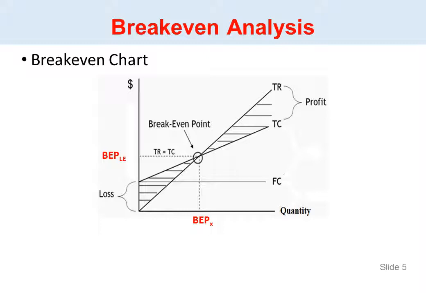Remember that when total cost exceeds total revenue, you are losing. If total revenue is greater than total cost, you are gaining a profit, because profit is the difference between total revenue and total cost. In other words, the break-even point is the point at which profit is equal to 0.